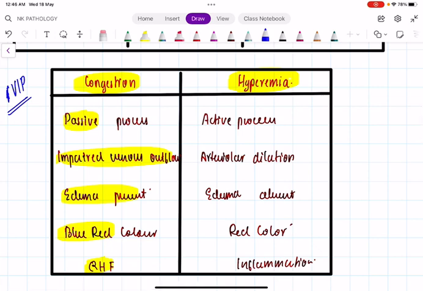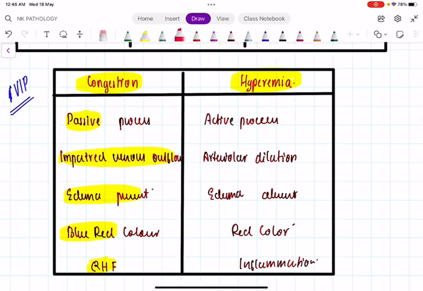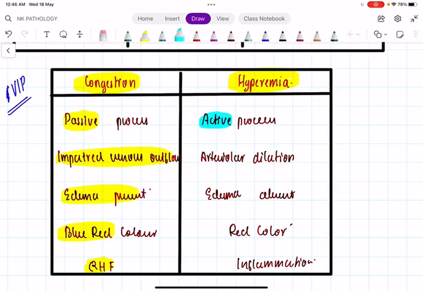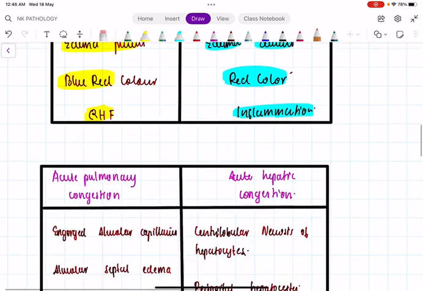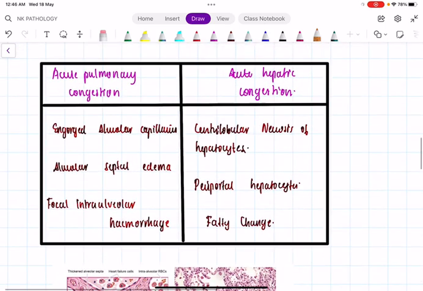Fine. Hyperemia, again let us see hyperemia. It's an active process due to arteriolar dilation. Edema is absent. Red color, very important. Hyperemia, red color, more blood supply. Am I right? Yes. Seen in inflammation. This table is VVIP.